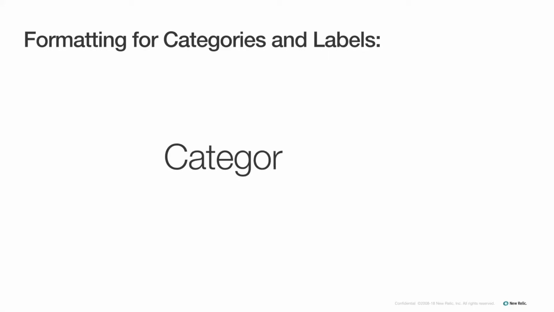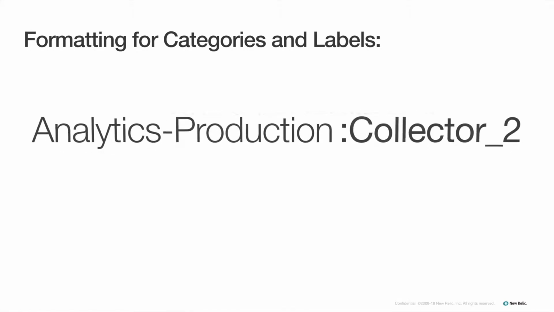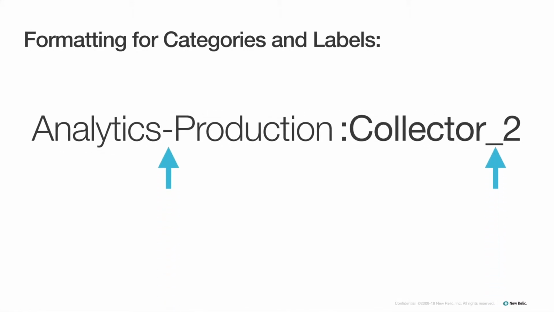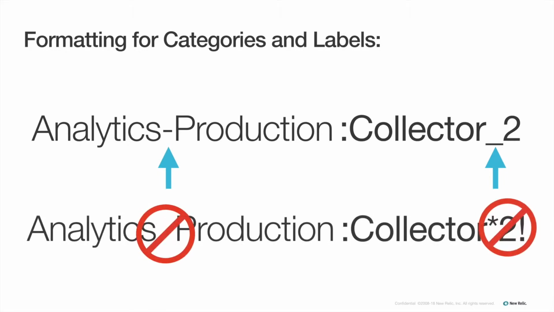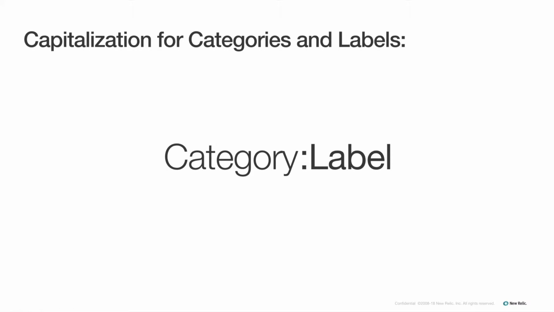The format for a category and label is category:label. For example, here I have analytics:collector. When you create your category names and their values, be sure to only use letters, numbers, hyphens, or underscores. You won't be able to use spaces or any other special characters. Also, the first letter of any category and label must be capitalized.